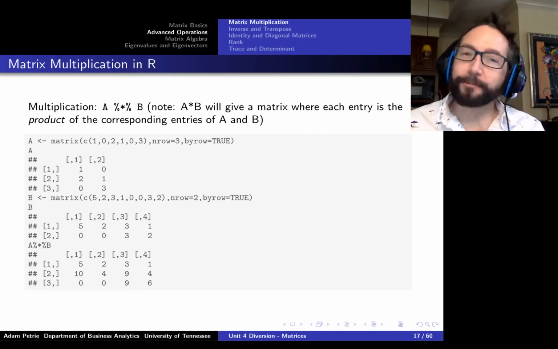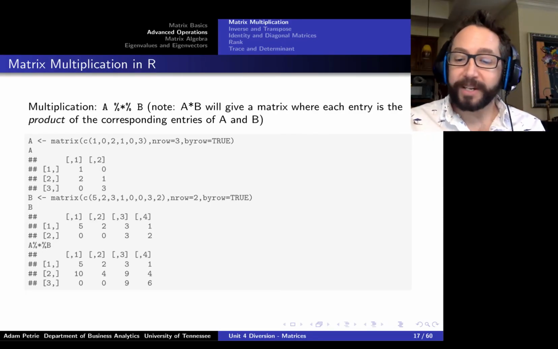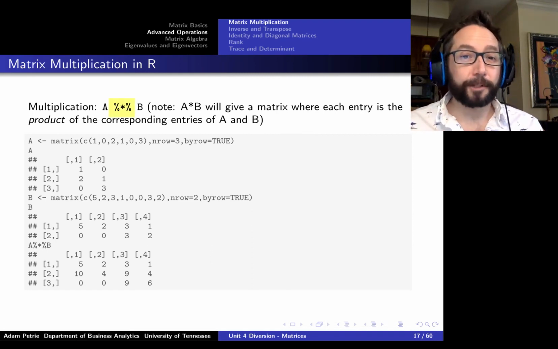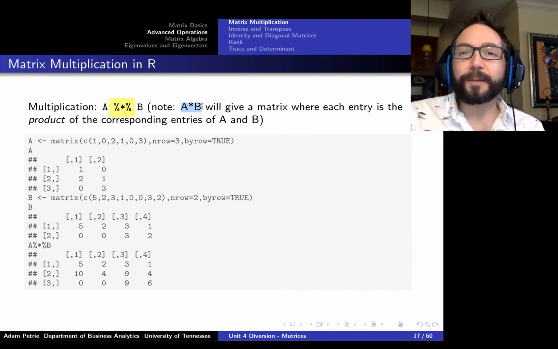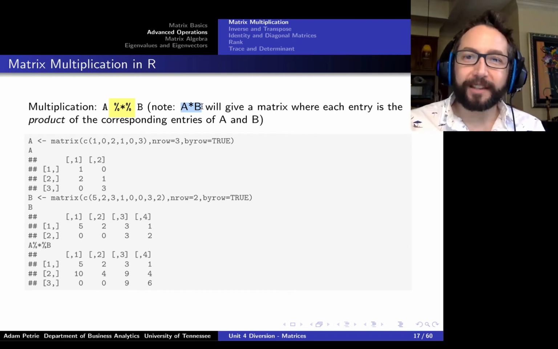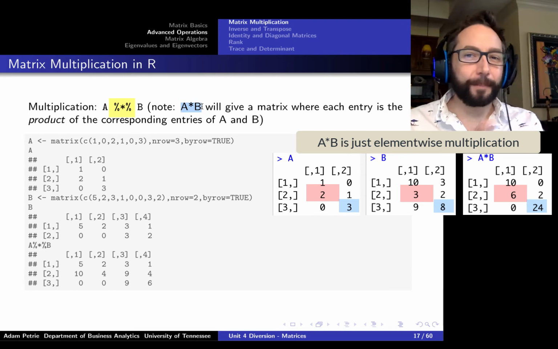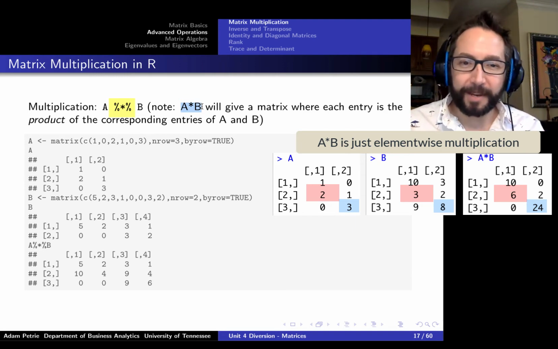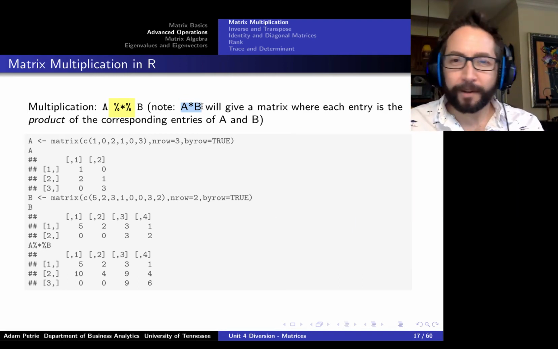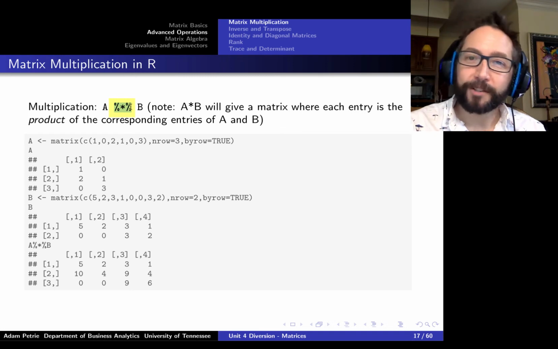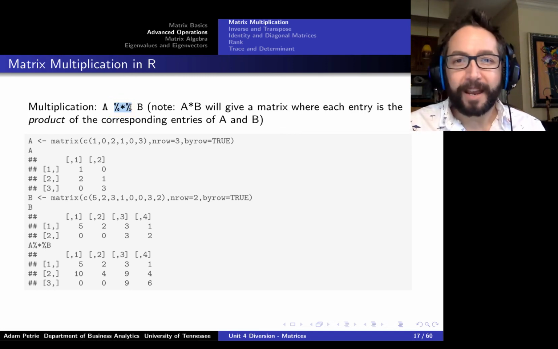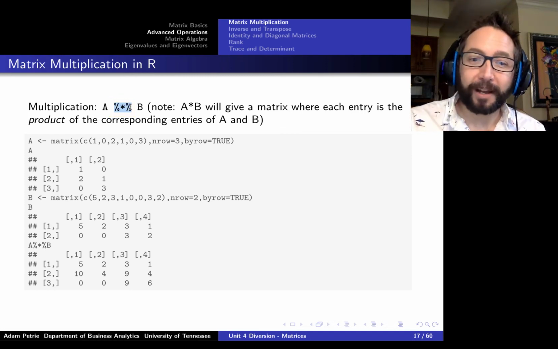So how do we do matrix multiplication in R? Well, we need a special symbol for matrix multiplication. If we just do A star B, that's going to do element-wise multiplication. It'll take the upper left element of A and multiply that by the upper left element of B to give the result. If we want true matrix multiplication, we need to surround that asterisk, the multiplication sign, by percentages. So A percent star percent B is how R is going to multiply two matrices together.